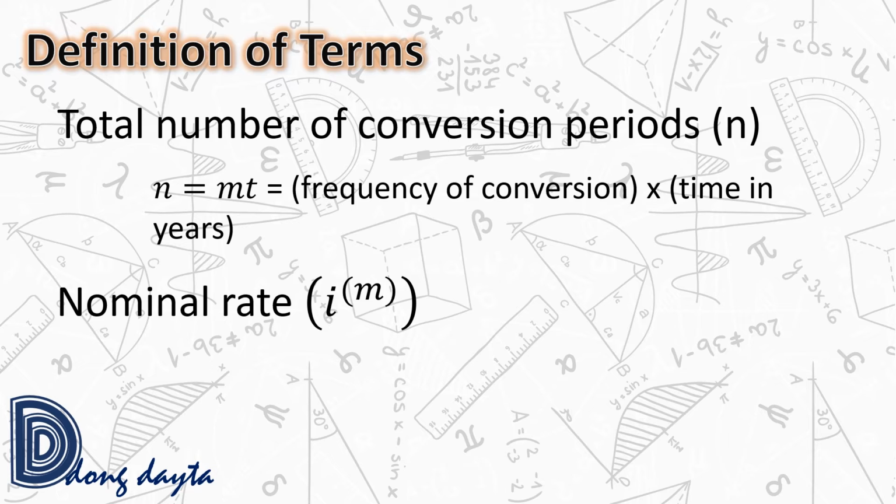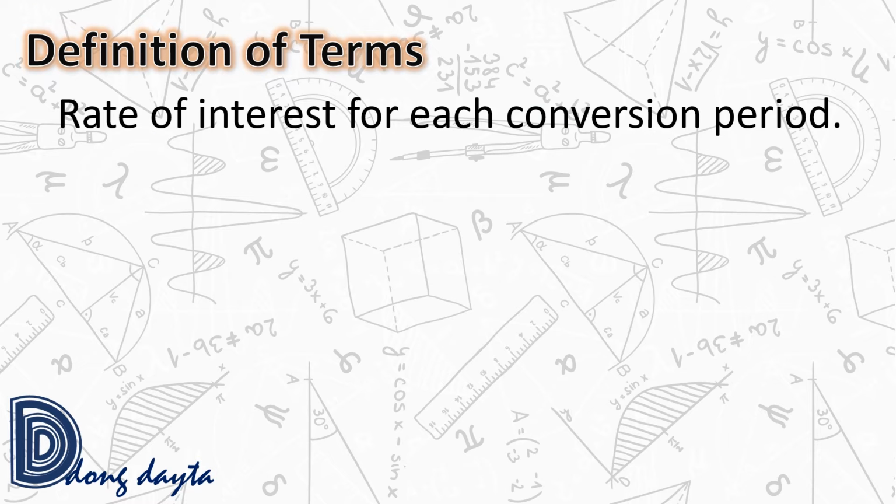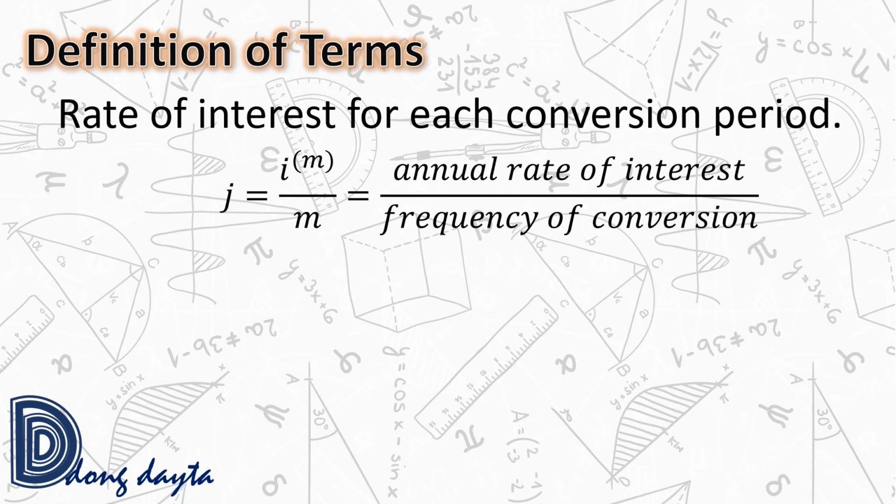Nominal rate. This is I superscript m, where m is the frequency of conversion. This is the annual rate of interest. Rate of interest for each conversion period. This is J, which is equal to I superscript m over m. That is annual rate of interest divided by frequency of conversion.